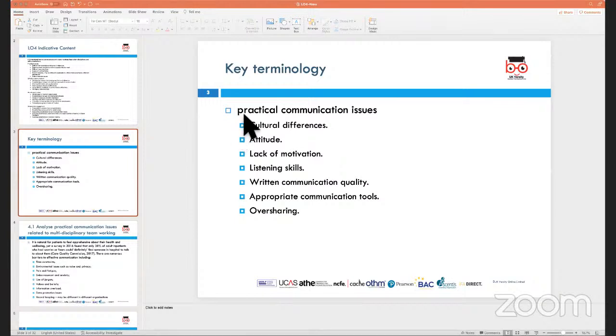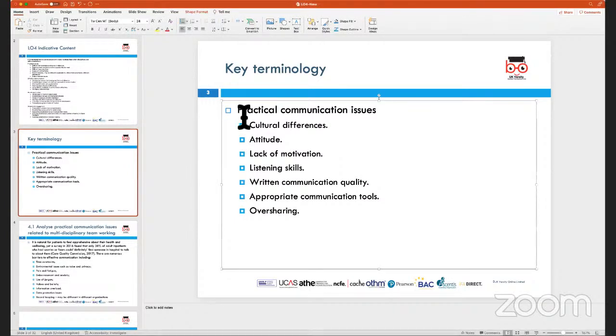Now, in order to get into a bit of discussion and understanding of this particular learning outcome, first, we should look at some of the key bits which are going to come across with regards to this unit. One of the key things that we will look at time and again, across different assessment criteria, is communication issues. So what are communication issues?